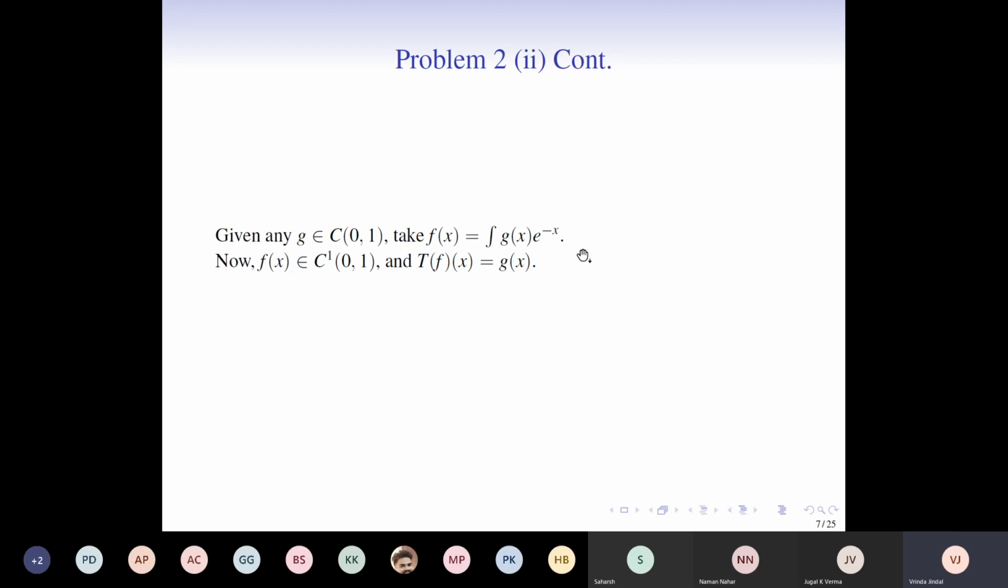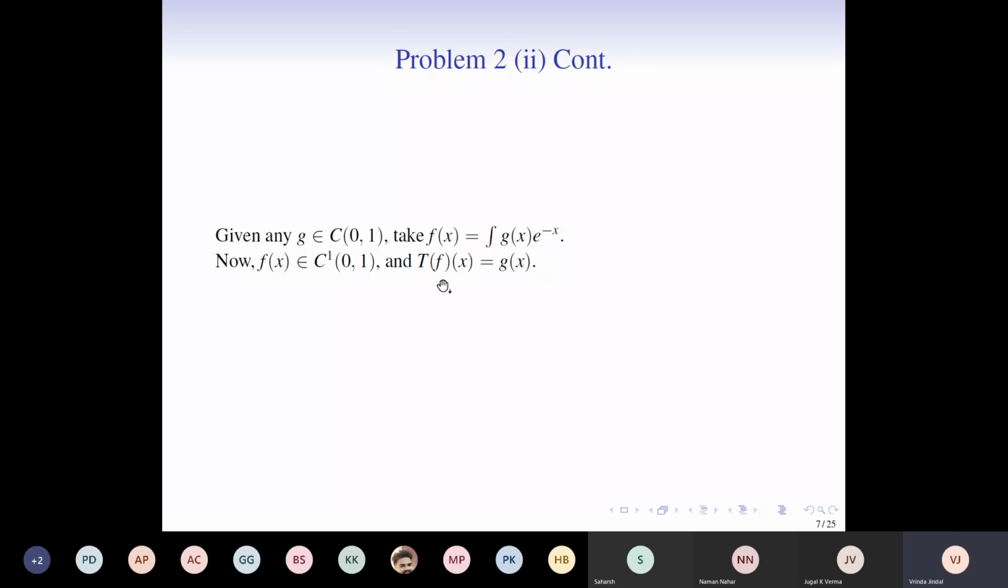So g(x) e^(-x) is continuous, and if we are taking its integral, f is also continuous, and since f is the antiderivative of a continuous function, it is itself differentiable. So f belongs to this C^1[0,1].